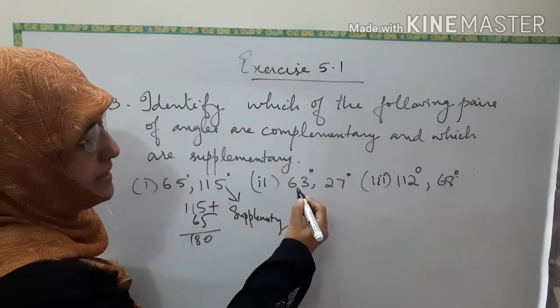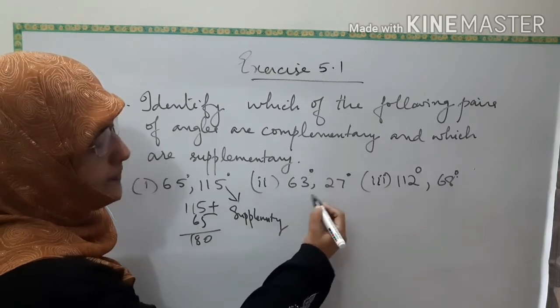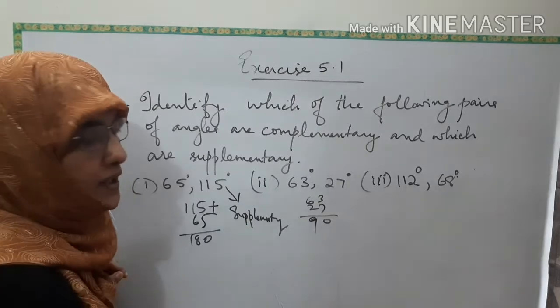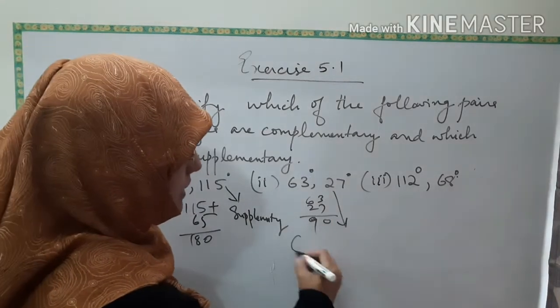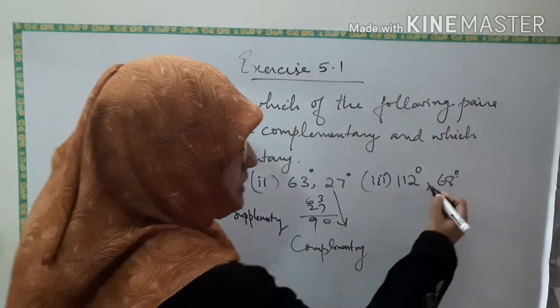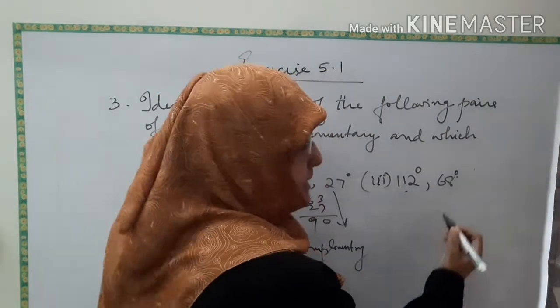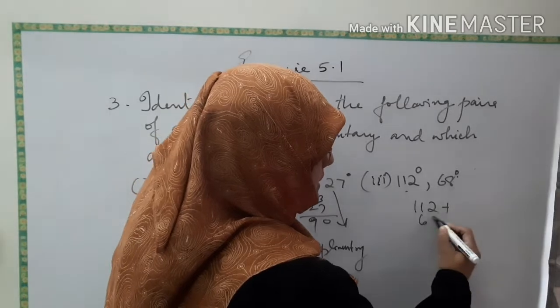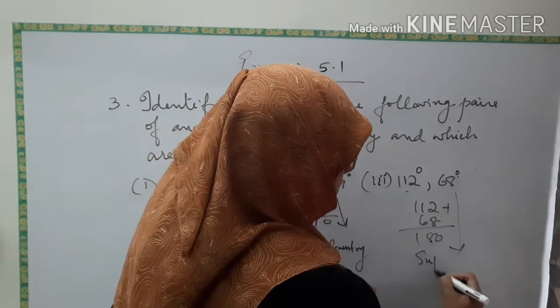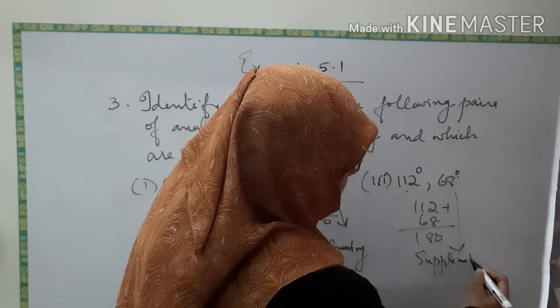What about this one? 63 and 27. 63 plus 27 is 90. So these angles are complementary. Next one. 112 and 68. 112 plus 68. That is 180. So these angles are supplementary.